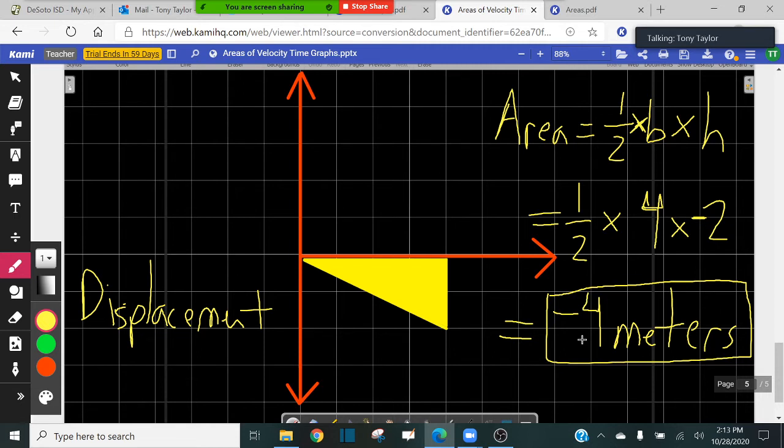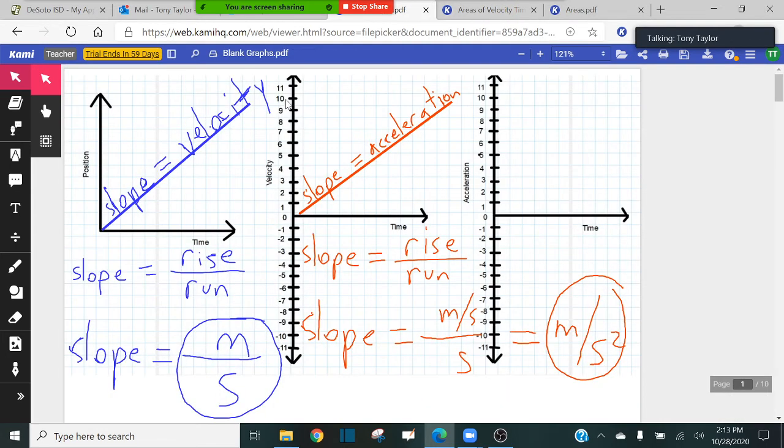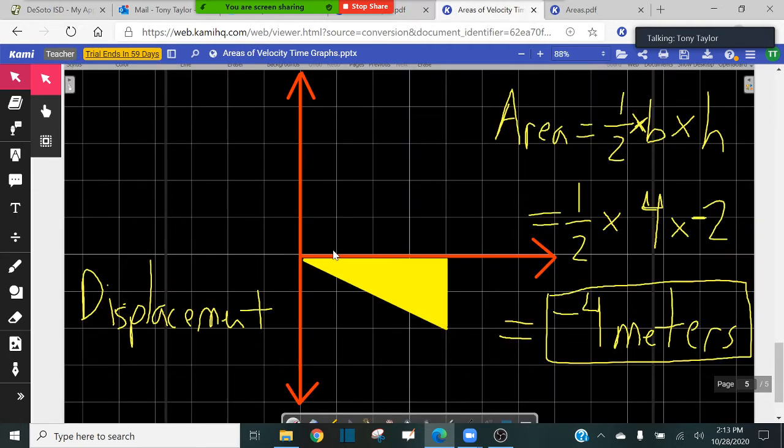Please remember that, guys. If there's one thing you embed in your brains before you leave the Zoom session for today, remember that the slope of a velocity versus time graph tells us acceleration. But if we take the area of a velocity versus time graph, that equals displacement. I'm going to say this again. Slope of a velocity versus time graph is equal to acceleration.